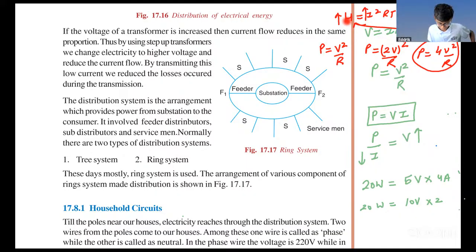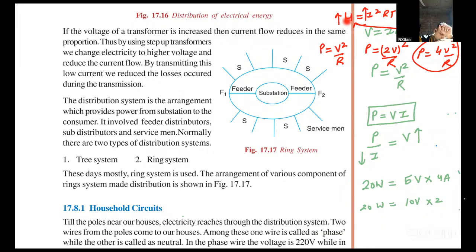Now if you increase the voltage so that voltage becomes high, then at that high voltage, the current will decrease. The fluctuation of current will not increase the brightness of the bulb. But if the resistance is 80 ohm, then if voltage increases, the current will also increase.